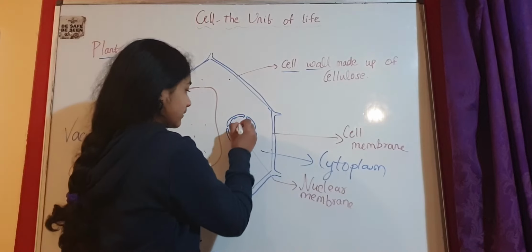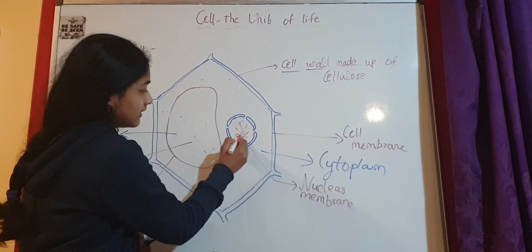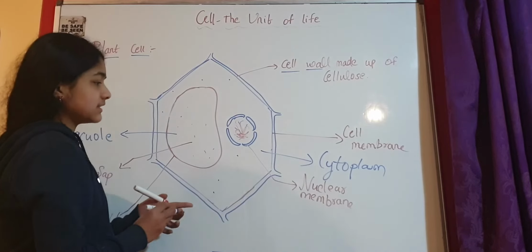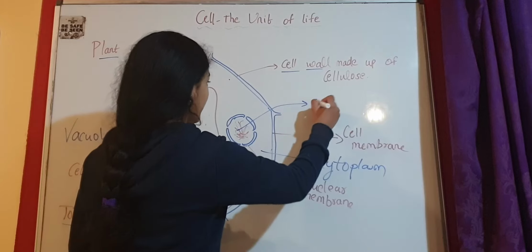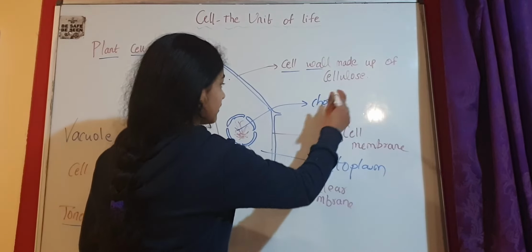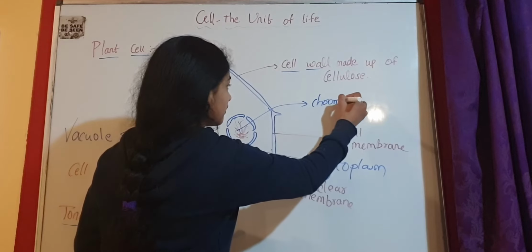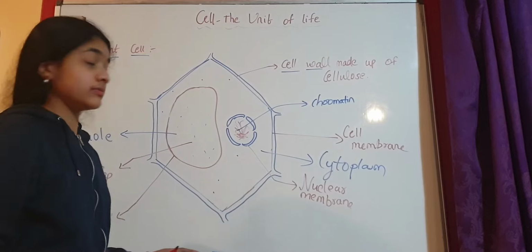Because we are labeling it, we label in different parts. The thread-like substance inside the nucleus is called chromatin fibers, and chromatin fibers are the DNA. So chromatin fibers, these are the DNA-like substance, like chromosomes.